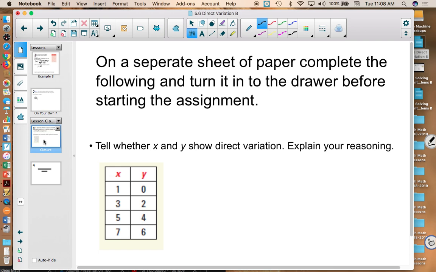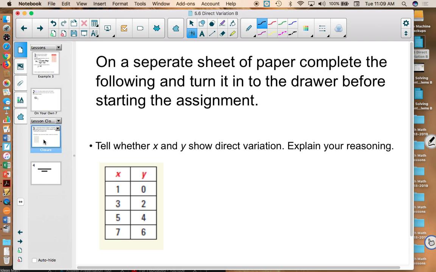On a separate sheet of paper, complete the following and turn it into the drawer before you start your assignment. You are to get out a separate sheet of paper, put your name on it. Answer this question, which is in your notes as well. Tell whether X and Y is showing direct variation, and you have to be able to explain it. Pardon? No, you could if you want to. If that's the way you choose to do it so that you can answer the question, that's fine. You don't have to graph it, but you could.